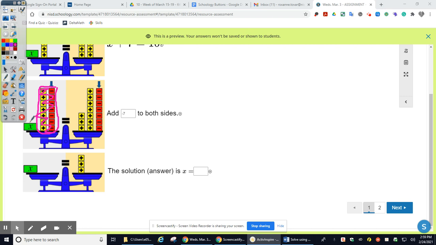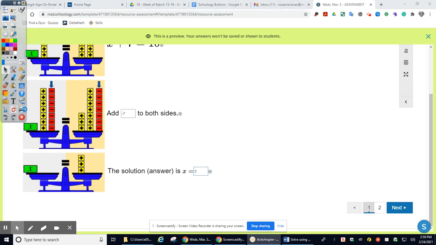Who did we get all by itself? X. X is all by itself. Then on this side here, same thing happens. A positive and a negative cancel each other out. And if you have 7 0 pairs on that side, that means you're going to have 7 0 pairs on this side as well. And what's left after all your 0 pairs are gone are 3. So here, the solution for, or the answer for x is x equals 3. And you can clearly see that in the picture.